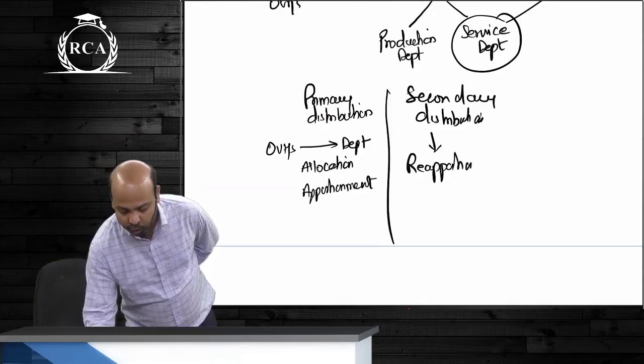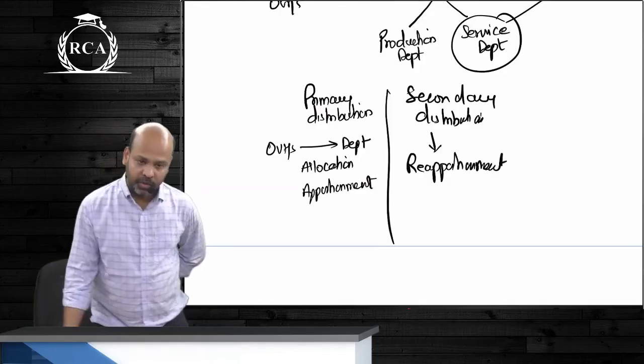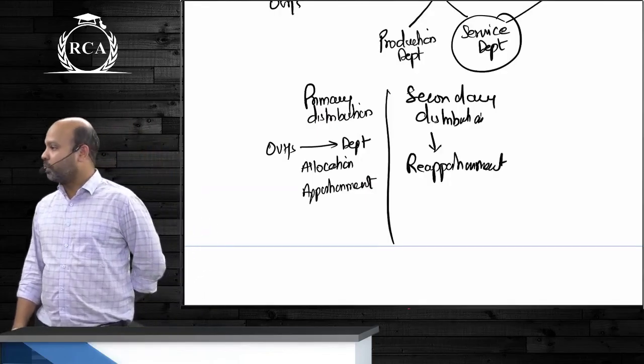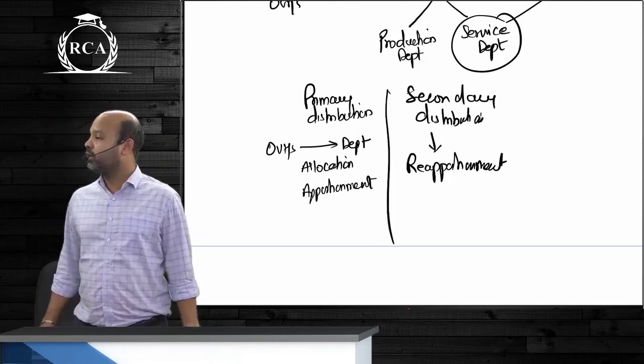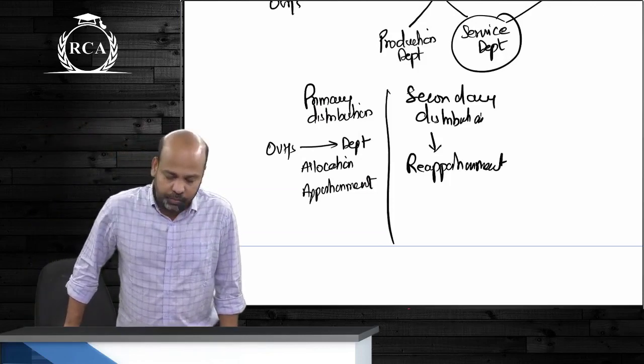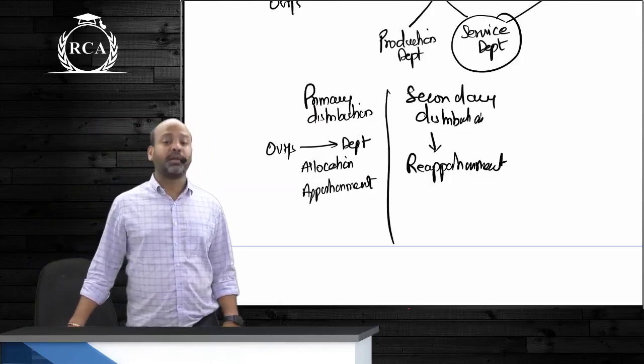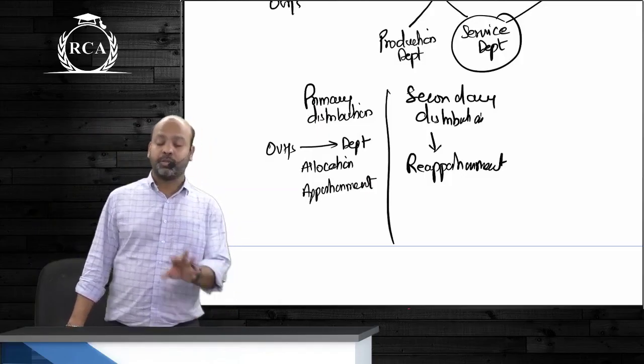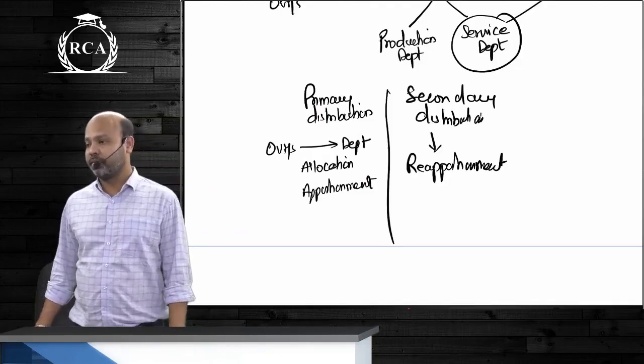First, you identify what are all the departments of the organization. Few of them will be production departments, few of them will be service departments. Are we supposed to do that in the examination? No. They will tell us directly which departments are production departments, which departments are service departments.